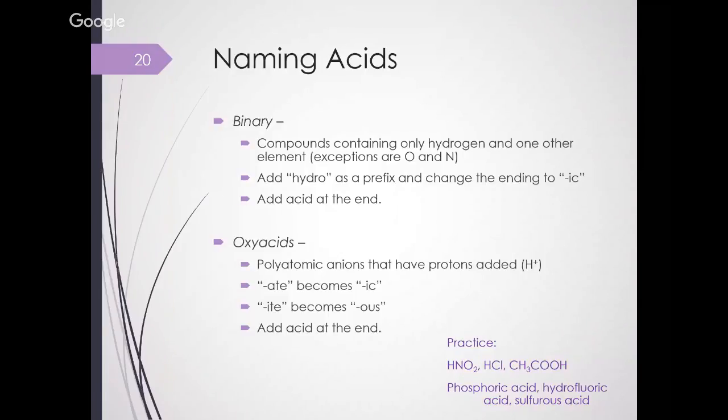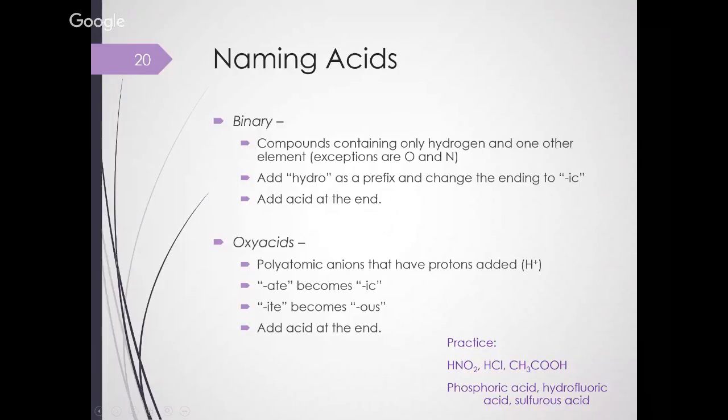So for practice, HNO2. Well, I separate my H. I see that what comes after it is not just a single nonmetal. It's a compound. It's a polyatomic. It's an NO2. So I have to look at my table, see what that ending is. Nitrite. So I say nitrous acid. HCl, binary. I have H and only one other element. So I change the ending to ic, and I say hydrochloric acid.